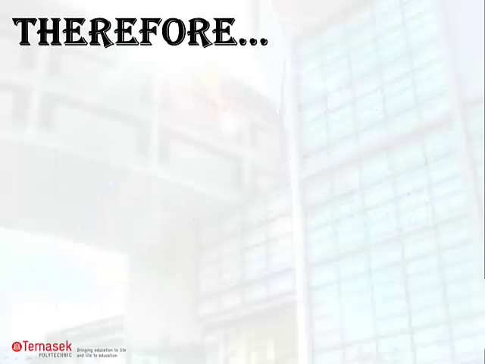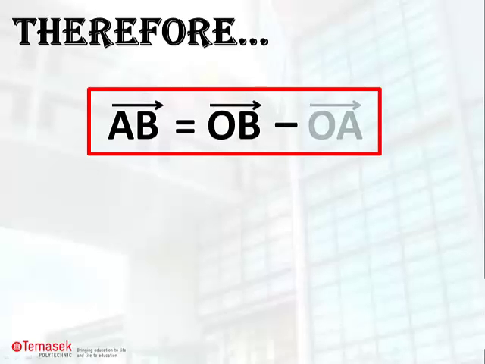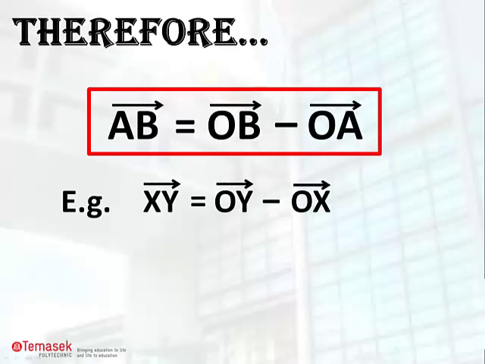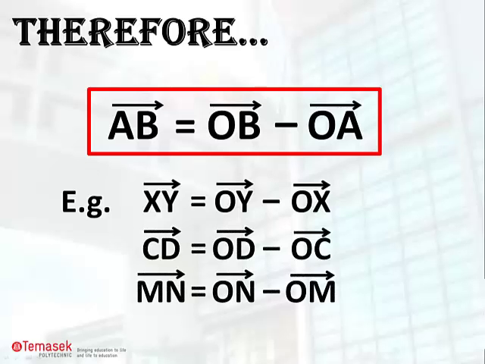Therefore, you can clearly see that the non-position vector AB can be expressed as position vector OB minus position vector OA. This works for any other non-position vectors as well. A good way to memorize is to remember that the second letter of the non-position vector always comes first during the subtraction. That is, the letter B in vector AB appears first before the letter A.